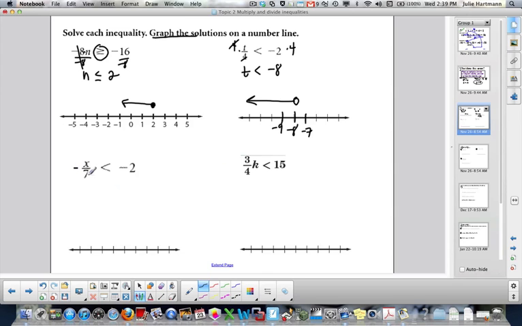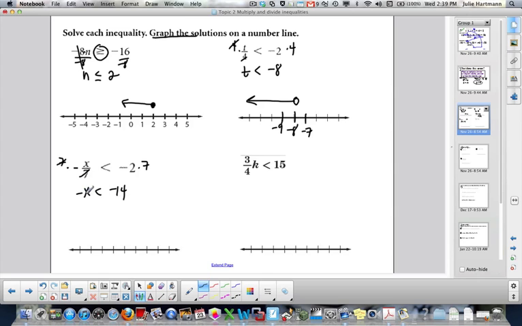This one, negative x divided by 7 is less than negative 2. So I'm going to multiply both sides by 7. What's left is the 7's cancel. I get negative x. I did not multiply both sides by a negative, so that stays less than. Negative 2 times 7 is negative 14.